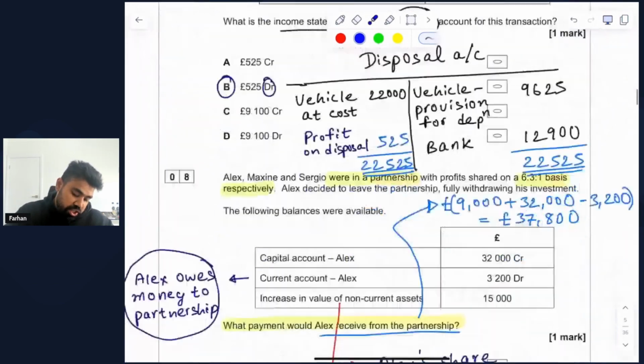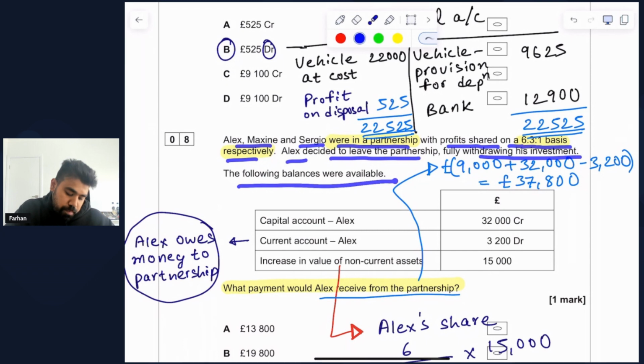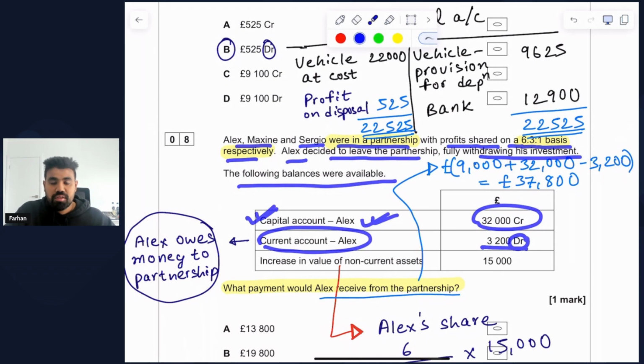So let's move to question number 8. Alex, Maxine, and Sergio were in a partnership with profits shared on a 6-to-3-to-1 basis, respectively. Alex decided to leave the partnership, fully withdrawing his investment. The following balances were available. So in the table given here, you have the capital account balance for Alex, which is £32,000 credit, and you have the current account balance for Alex, which is £3,200 debit. All right. So a debit current account balance means that Alex owes money to the partnership.